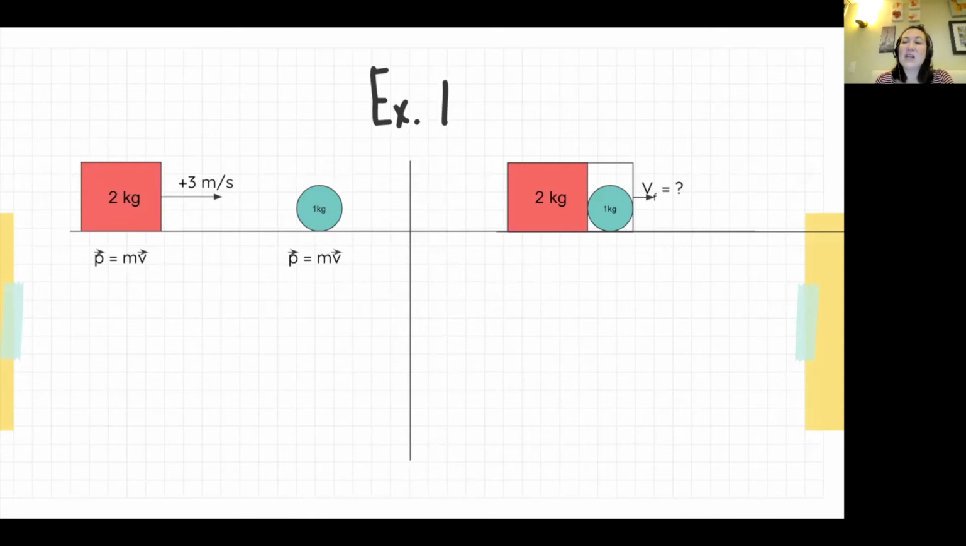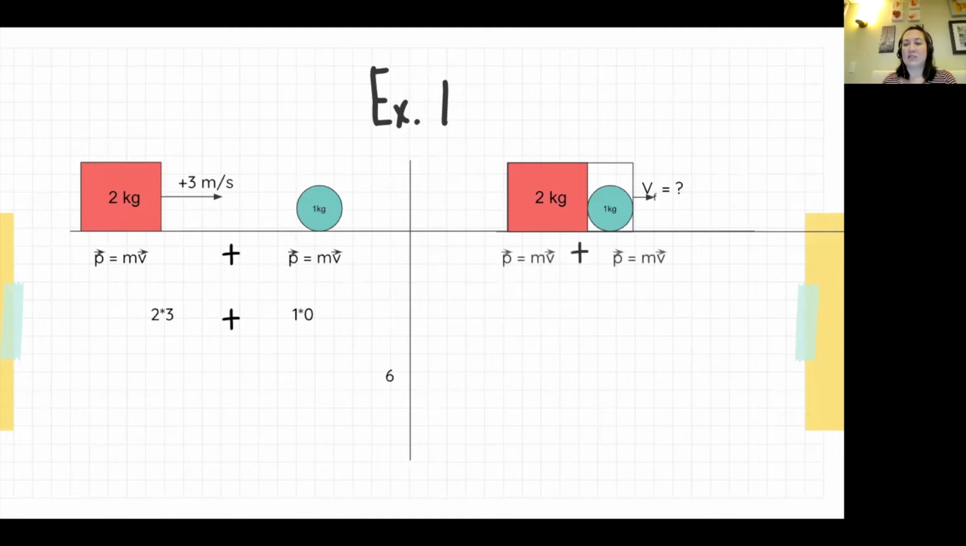Well, we can use conservation of momentum. That means the total momentum in the before picture is equal to the total momentum in the after picture. And how much momentum is in the before picture? Well, there's 6 in the red block and 0 in the blue sphere. There's 6 Newton seconds total. Okay, so afterwards, there still has to be 6 Newton seconds total momentum in the system.